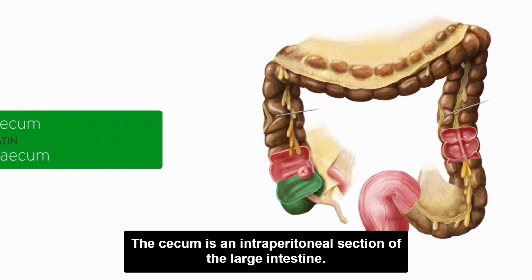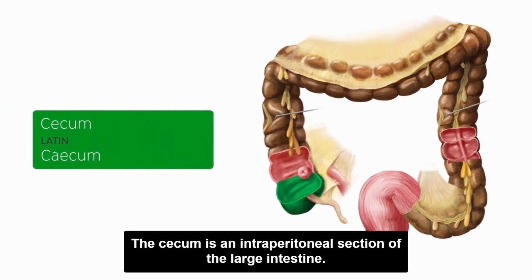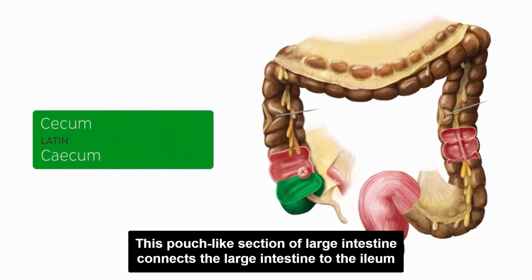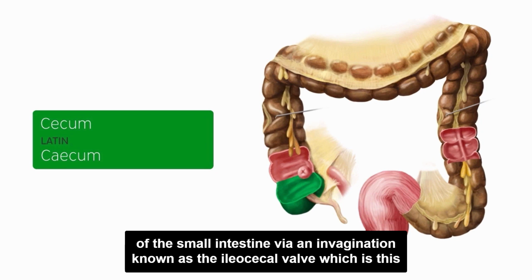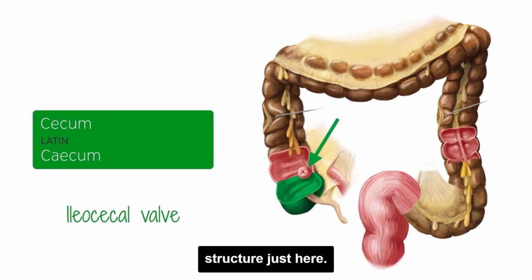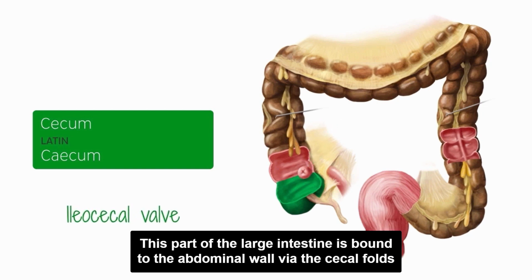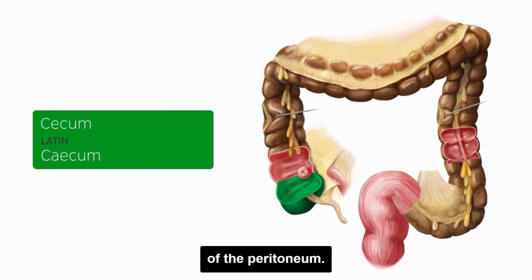The cecum is an intraperitoneal section of the large intestine. This pouch-like section of large intestine connects the large intestine to the ileum of the small intestine via an invagination known as the ileocecal valve, which is this structure just here. This part of the large intestine is bound to the abdominal wall via the cecal folds of the peritoneum.